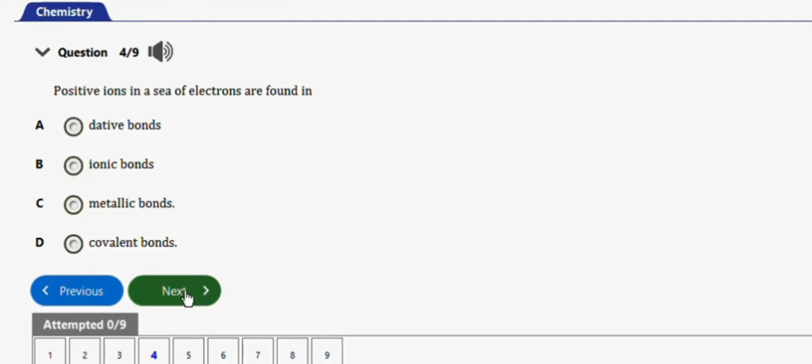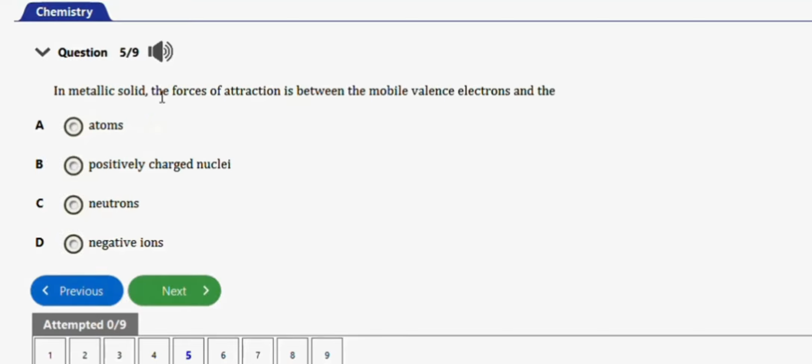The next question will be this one. It says in metallic solids the force of attraction is between the mobile valence electrons and the positively charged nuclei. I think I've already answered this question before. So the next question will be this one.